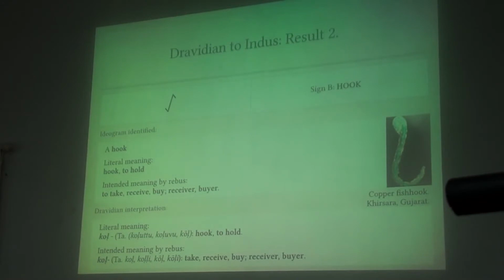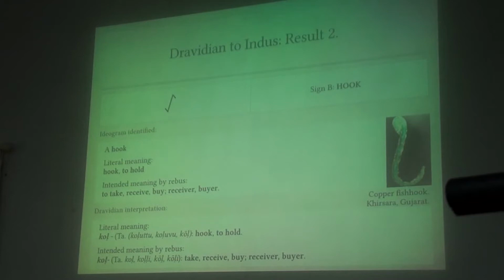The intended meaning comes by rebus, which I gave below, starting from the literal meaning hold. That is a Dravidian word. In Tamil, it is koluttu, koldi, kol, kondi, there are about a dozen such words, all of which mean hook, to hold like a hook. Now from this, we straight away get the rebus, same Indus hook, kol. In Tamil, kol, koldi, koli, which means take, receive, buy, and the receiver, buyer.